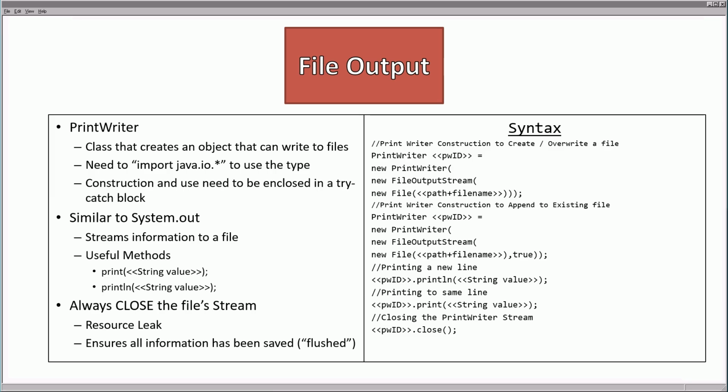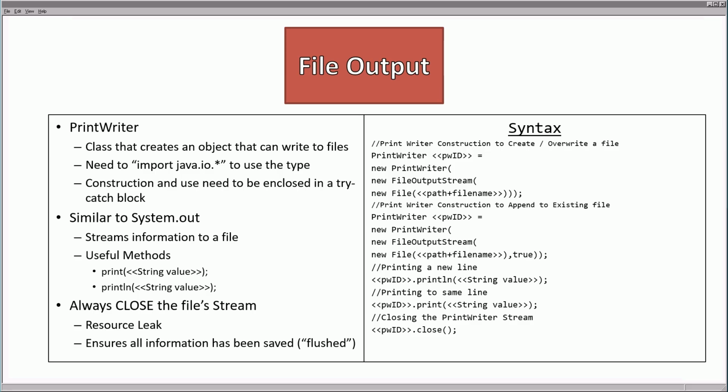Going more specific, let's take a look at file output. I highly recommend that in Java, if you're doing file output, use what's called a PrintWriter. Now, this is a class that creates an object that we can use to write files. However, it is not pre-built into all Java applications. We would need to import java.io.* in order to use that type.